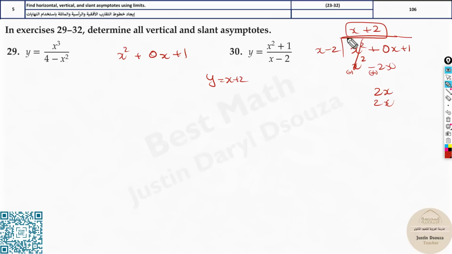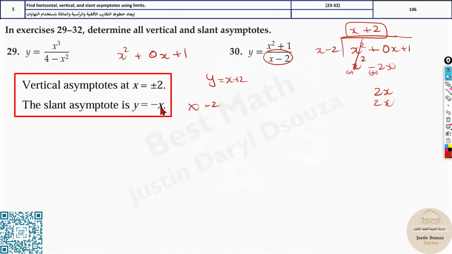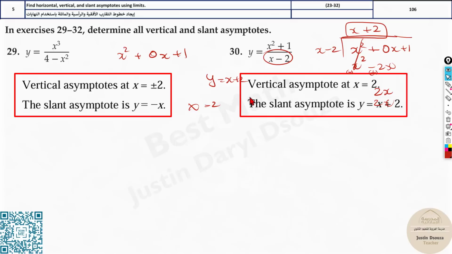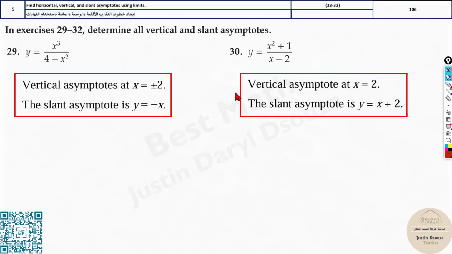This is the oblique or slant asymptote. What about the vertical asymptote? x will be equal to 2. That's it, because we have to make the denominator equal to 0. You can see here in the first one we got minus x and plus or minus 2. Here it is y equals x plus 2, which we just now got, and x is 2.